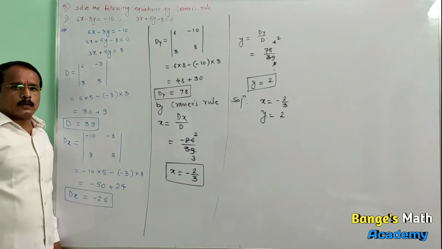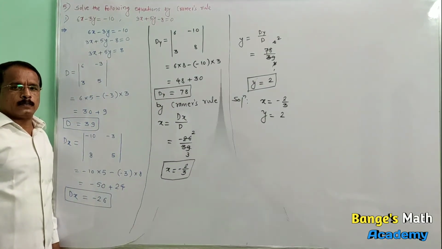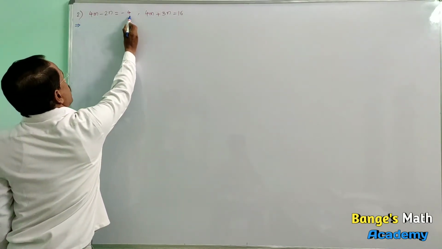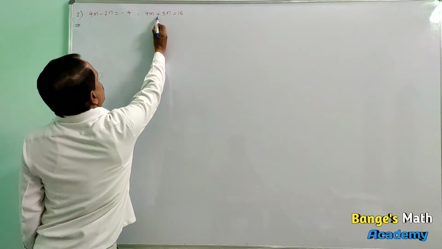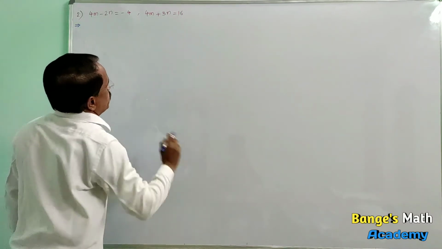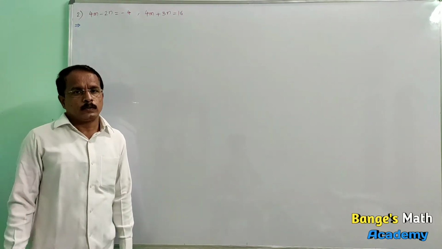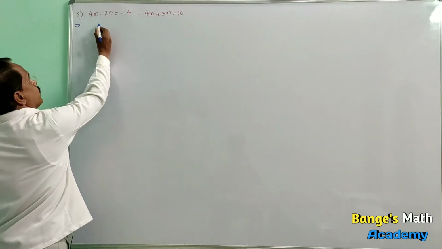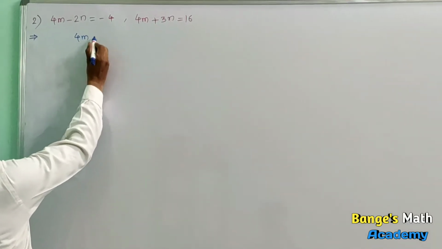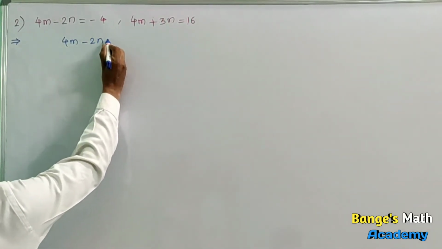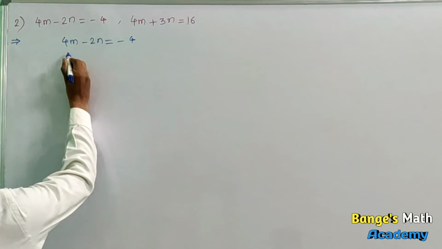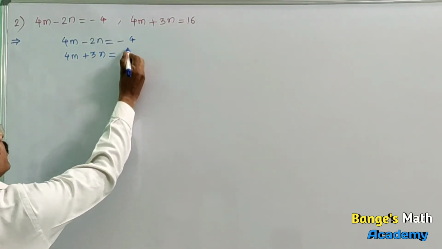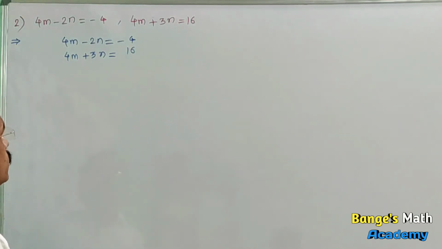Write down the given example or take a screenshot. See second example, 4m minus 2n is equal to minus 4 and 4m plus 3n is equal to 16. We have to find the solutions of these equations by Cramer's rule. So first of all, write down the given equations as they are. 4m minus 2n is equal to minus 4 and 4m plus 3n is equal to 16.